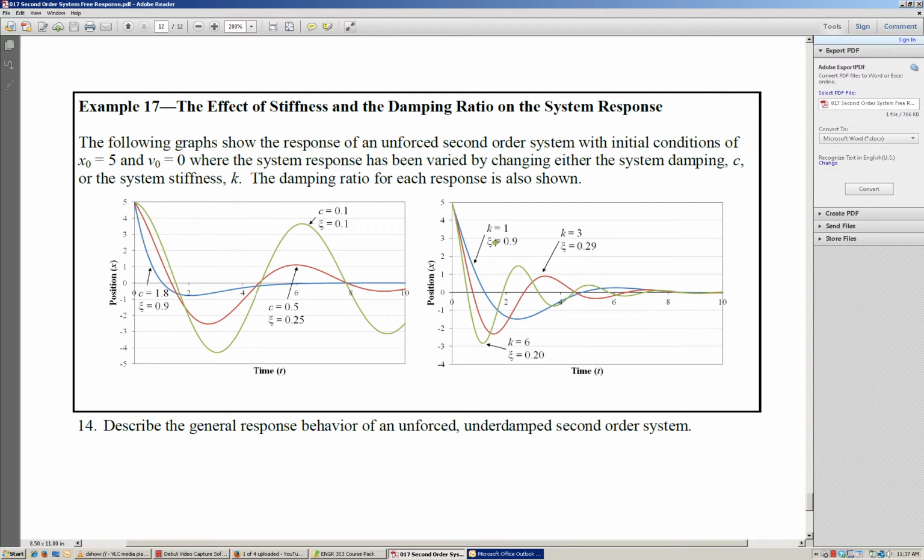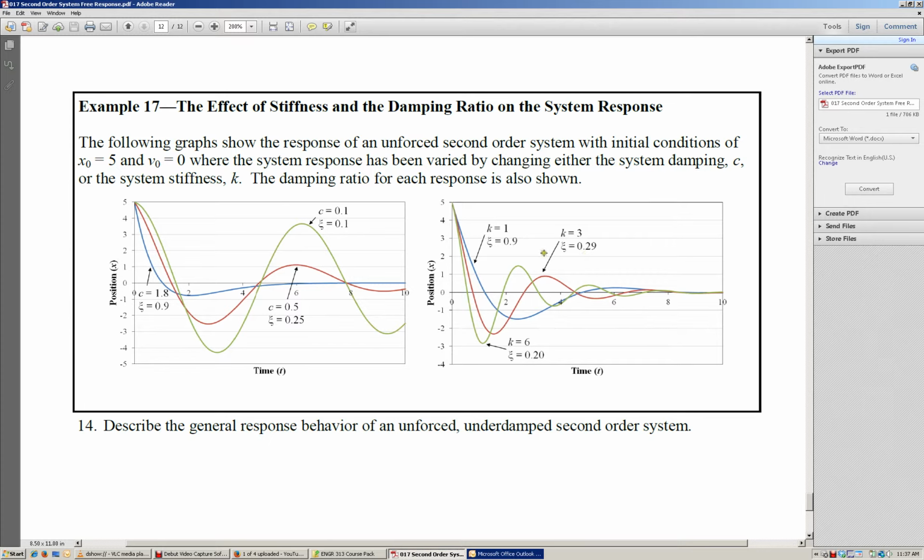We also see the effect of the stiffness of the system. If we increase the stiffness of the system as we go from a k value of 1, which is the blue line, to a k value of 3 to a k value of 6, we see that the stiffness of the system is going to impact the oscillation frequency. So that's also going to impact the damping ratio as well. But the oscillation frequency is determined primarily by the ratio of the stiffness of the system to the mass of the system, whereas the damping is determined by the damping ratio, or the resistance or friction that remains in the system.